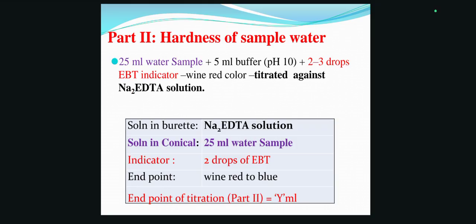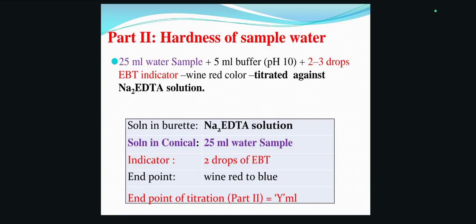Instead of using magnesium sulfate standard chemical, here you have to use a water sample. So take 25 ml water sample, or 10 ml or 20 ml as per your choice, in the conical flask. Then in that you add buffer solution. In that you add EBT indicator. So three chemicals you are mixing together.